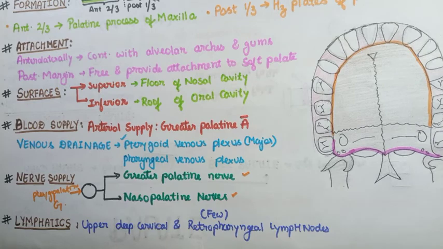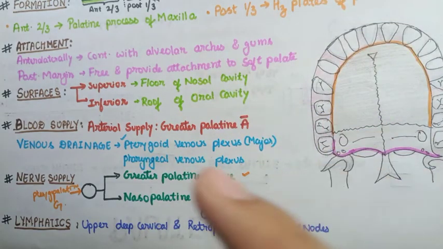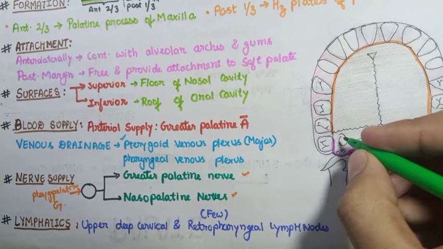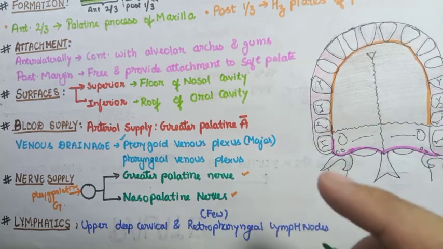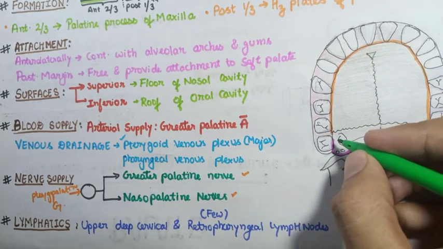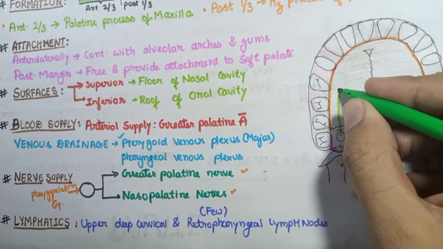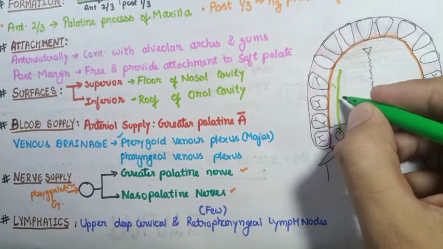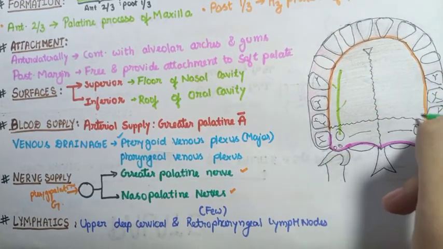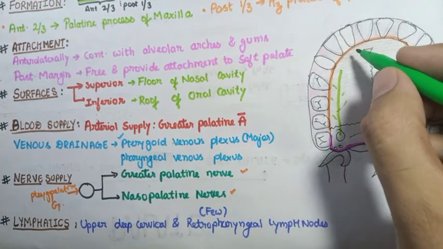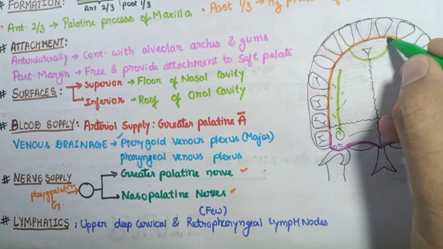Okay, so let's look at the area of distribution or the area of supply of each of them. The greater palatine nerves supply the palate by entering through the greater palatine foramen, moving forward and supplying the whole of the palate. It will arise from this side as well and provide branches to the whole of the palate, except an area in the front that is called the premaxilla.